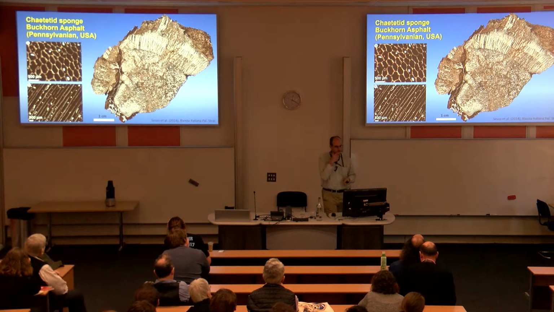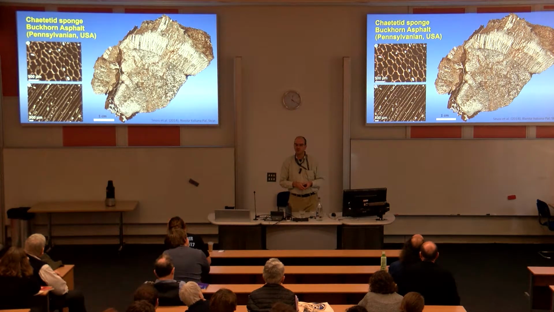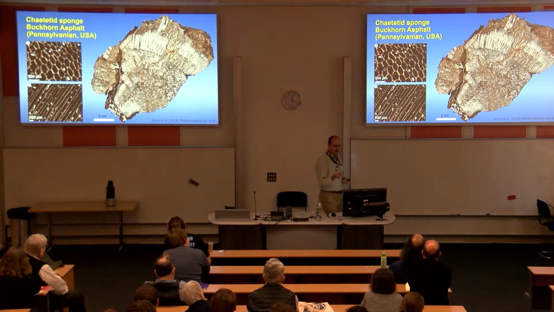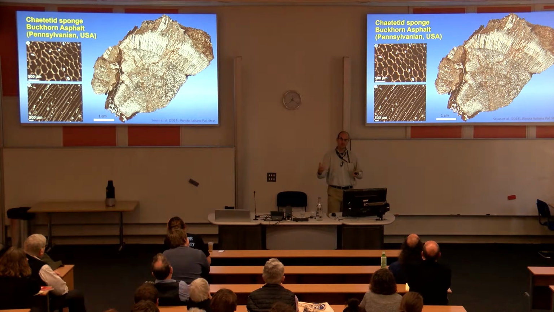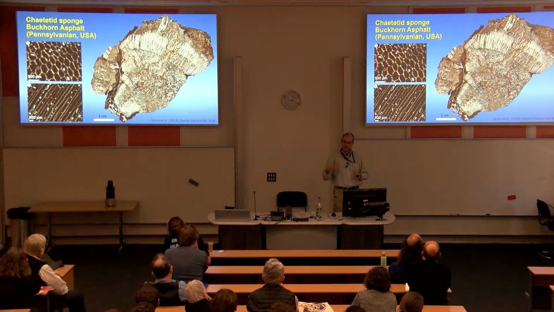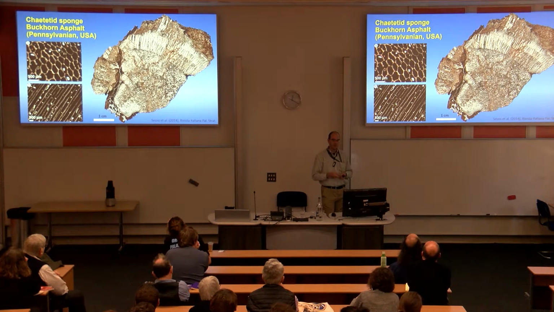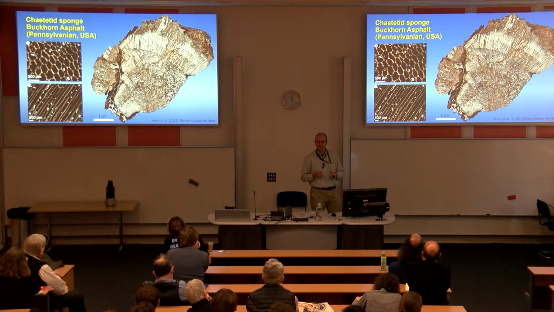But I also looked at a ketitid sponge from the Buckhorn Asphalt, and particularly because the Buckhorn Asphalt, for those of you who don't know, is a late Carboniferous deposit that was impregnated by asphalt, not synsedimentary, but before lithification. So the asphalt preserved all of the mineralogy excellently in there. It's famous for its aragonite preservation. So I thought, let's take a sponge from a deposit that we know preserves aragonite, and let's have a look in EBSD.